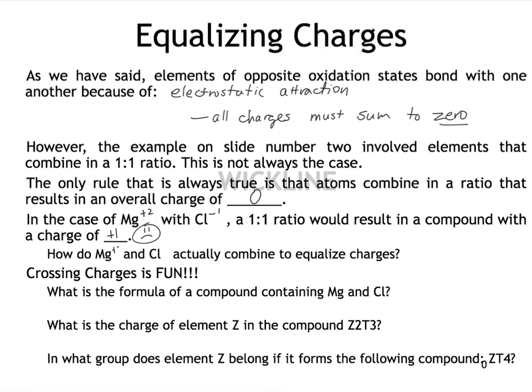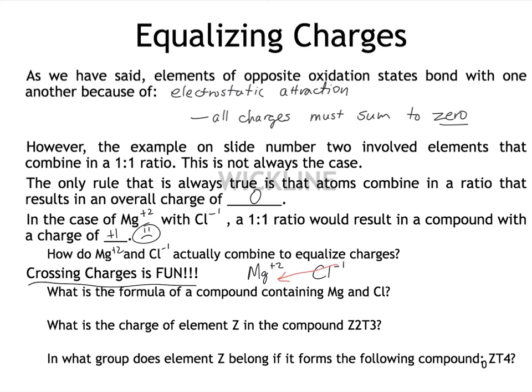So how is it that a magnesium ion and a chloride ion actually combine to equalize charges? Well, they do it in a ratio that is not 1-to-1. And the easiest way that chemistry teachers use to show how this kind of bonding would occur is by crossing charges. So the way you do this is you write down the positive ion, it's always written first, and you write its charge there as superscript. Then you write the negative ion second with its charge as superscript, and then you do something called crossing charges.